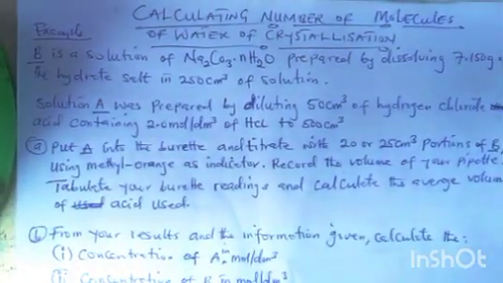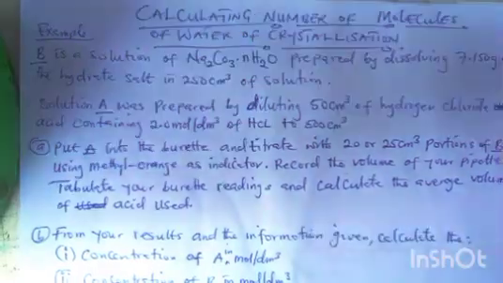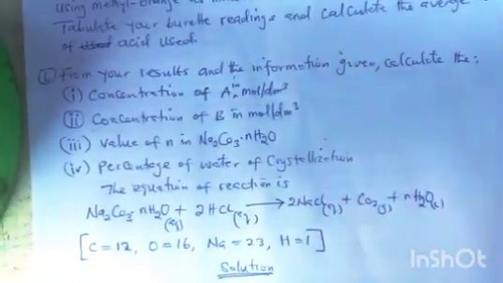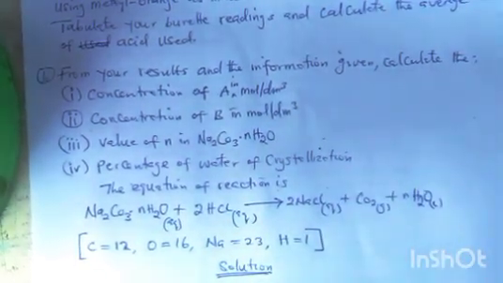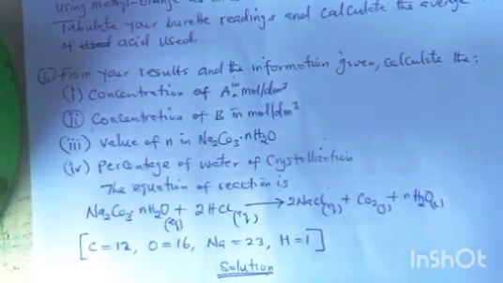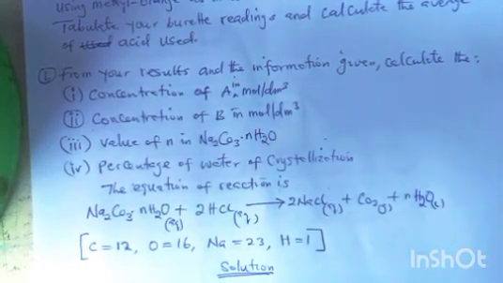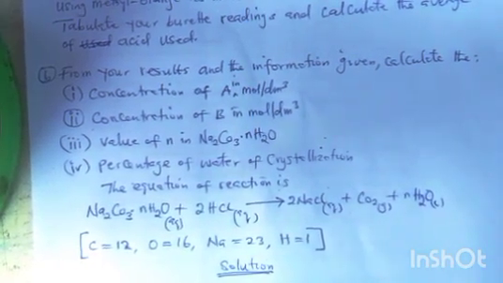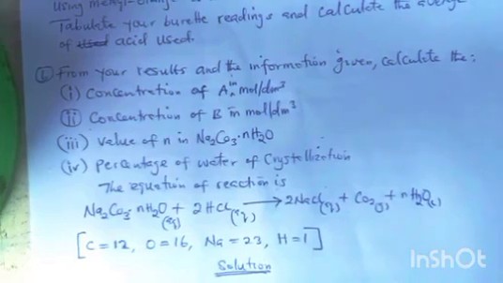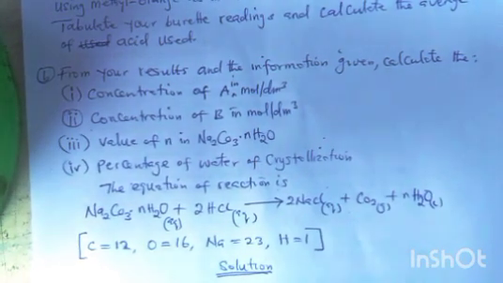From your result and the information given, calculate: one, the concentration of acid A in mole per dm cube; the concentration of B in mole per dm cube; the value of n in sodium carbonate and water; and the percentage of water of crystallization. The equation of the reaction is given, and we can check whether the equation is balanced or not balanced.